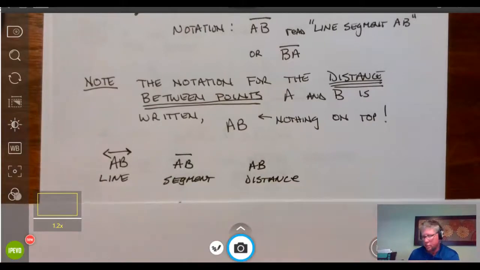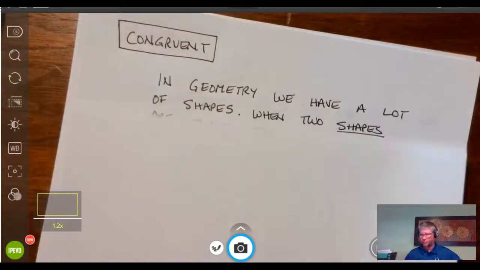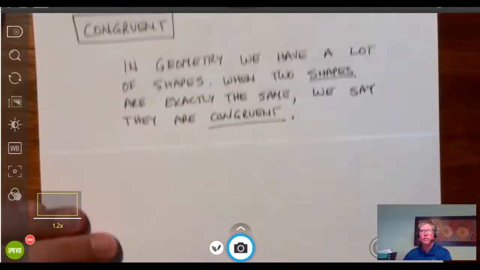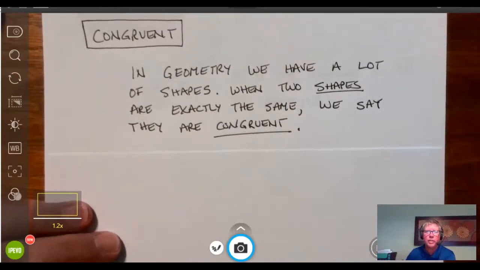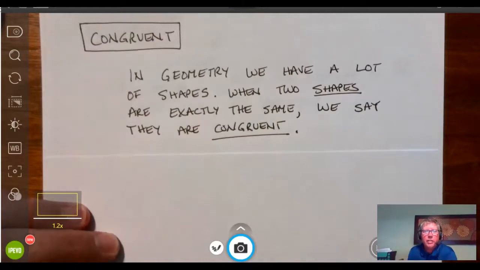All right, seems subtle and easy because it is. All right, the idea of congruent. Now obviously if you're writing some stuff down, you can pause it and just write this down. Congruent is an idea that will be with us throughout the entire year, or in this case semester. We're putting a whole year in a semester.